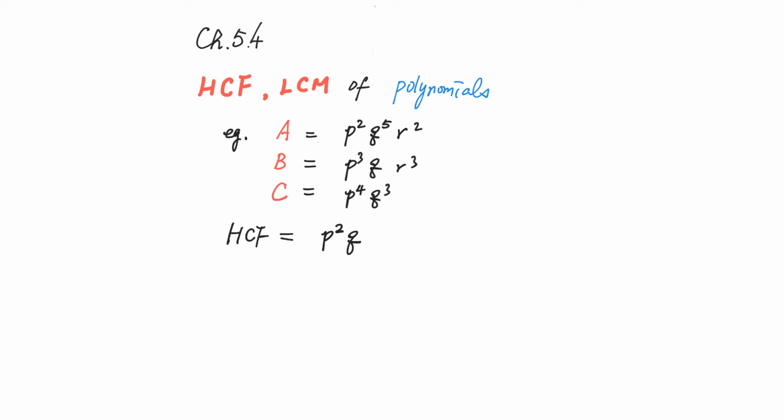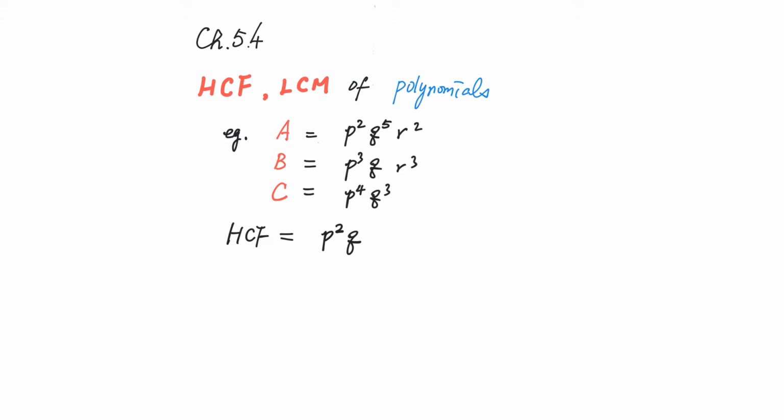So to find the highest common factor, we look at actually the smallest power. You see the power of P, 2, 3, and 4. So we write 2. And then you look at the power of Q, it should be 5, 1, and 3. So we look at the lowest number, that is 1. So we can write down the HCF.